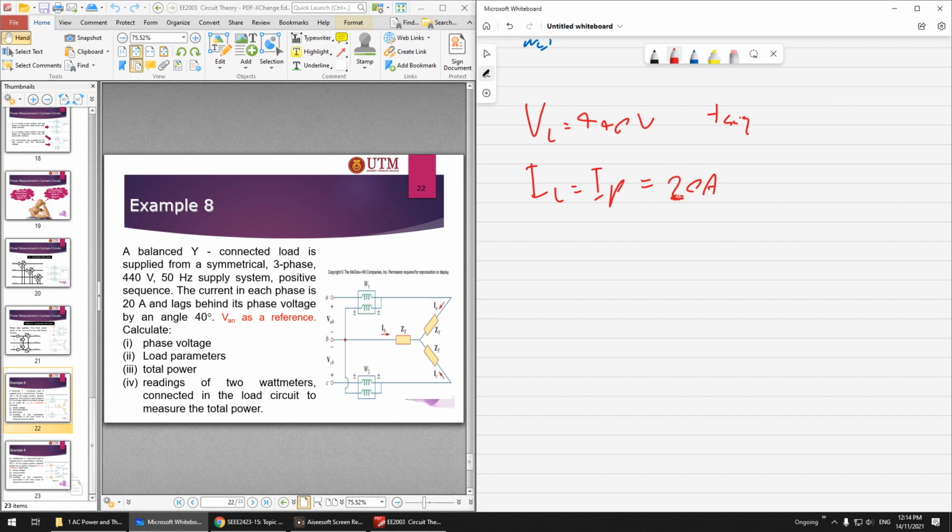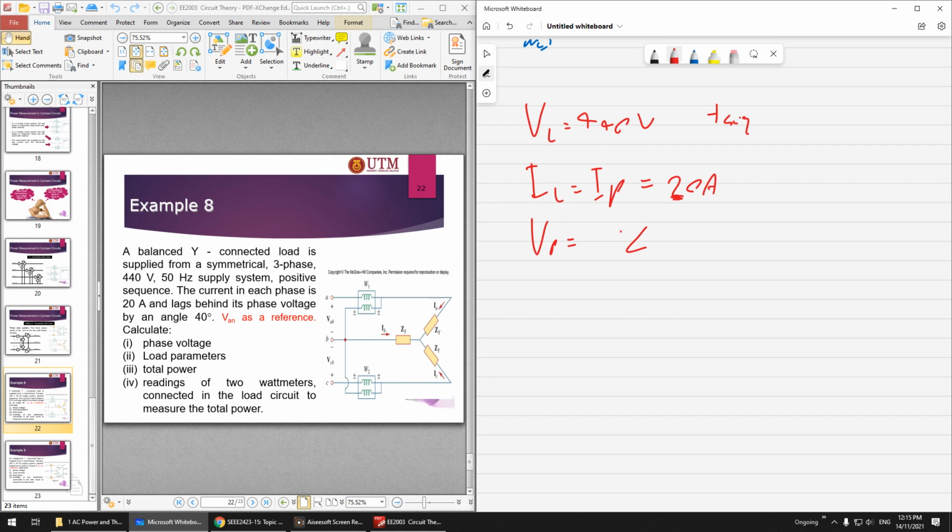This one is a balanced load, but the 2 wattmeter method can be used for balanced and unbalanced loads. So you can see here I line is equal to I phase, and the current lags behind the voltage by 40 degrees. Lagging 40 degrees.